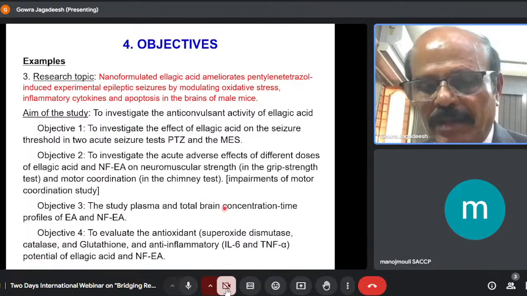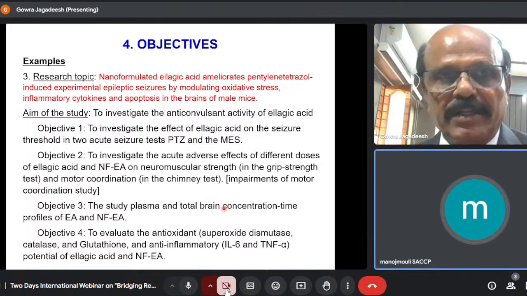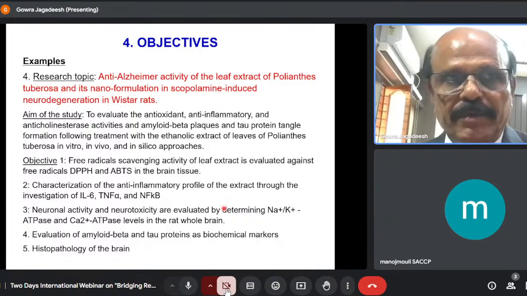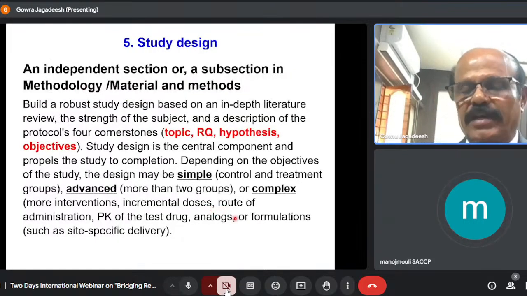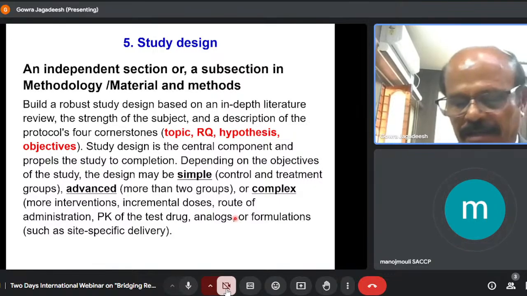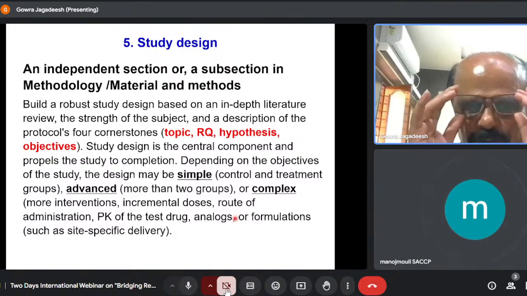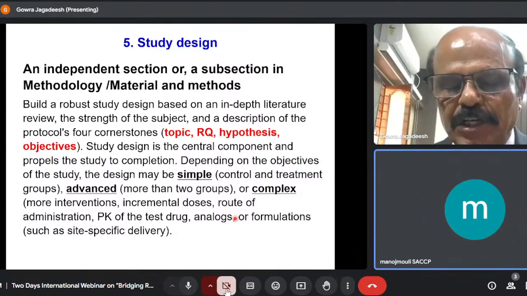Same thing I did for the anti-convulsant effect, that is malic acid, and for anti-Alzheimer activity. I give you some examples. Now, study design, experimental study design. Once all the things are clear, you have to put a table saying how you carry out the studies, that is, what doses you are giving. In the literature, you select the doses.